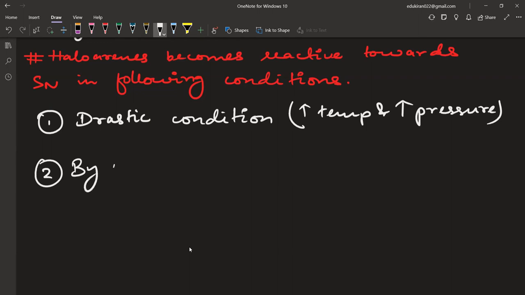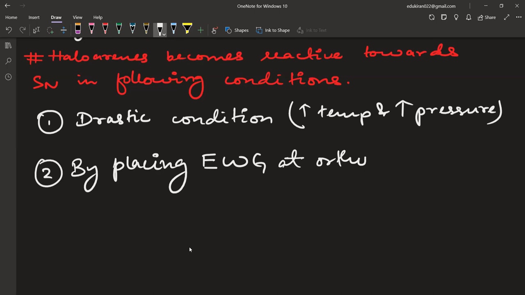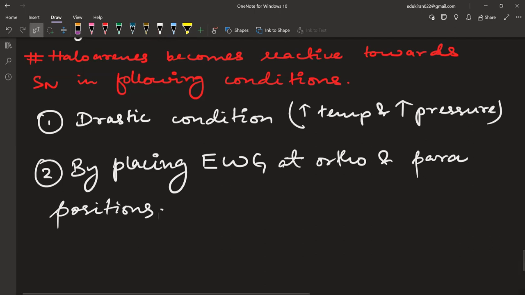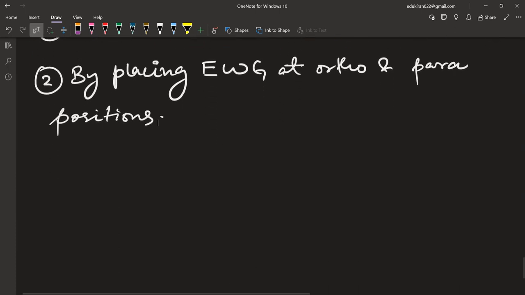Next, by placing an electron withdrawing group at ortho and para positions. Okay, so now we have seen that when we have an electron withdrawing group at ortho and para position, it is going to show SN. So what is the difference? Ortho, para and meta, these are three positions. Why does nothing happen at meta position? Let us look at that.